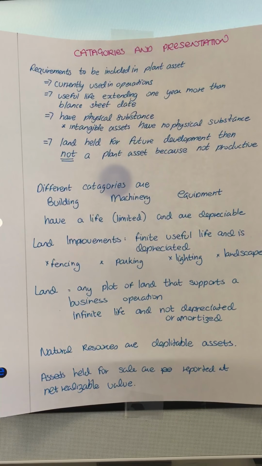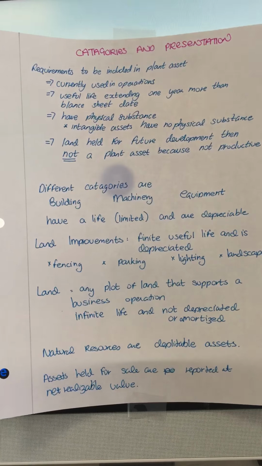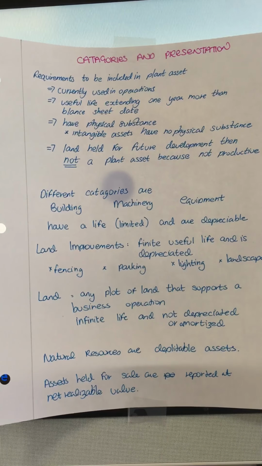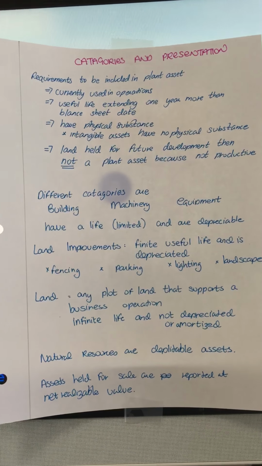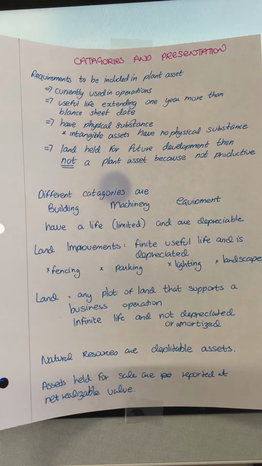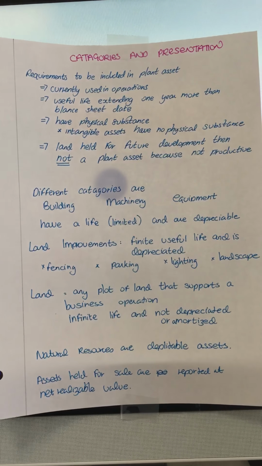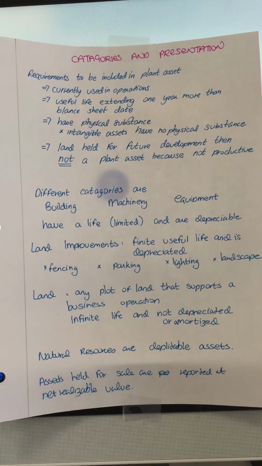Natural resources are oil wells, coal mines, gold mines, diamond mines. These are depletable assets, which means that eventually they're going to run out. Just like some people think fossil fuels will run out one day, the same exact way these are depletable assets.